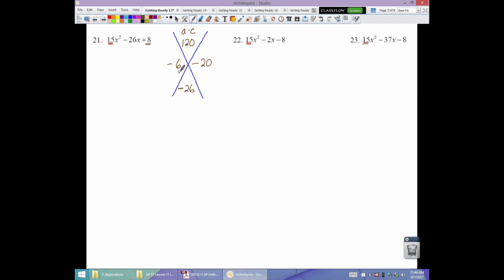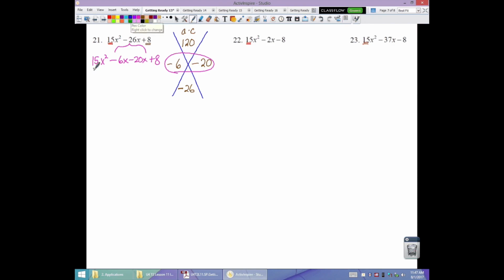Now, rather than call my factors x minus 6 and x minus 20, as we did in the previous nine problems, we use these two numbers to break apart the middle term into two terms. So we're uncombining like terms. We leave the 15x squared, we leave the positive 8. But rather than write that middle term as negative 26x, I need to break it back apart using these two factors. It does not matter which one you do first, negative 6x or negative 20x, but those are the two terms that have a sum of negative 26x.